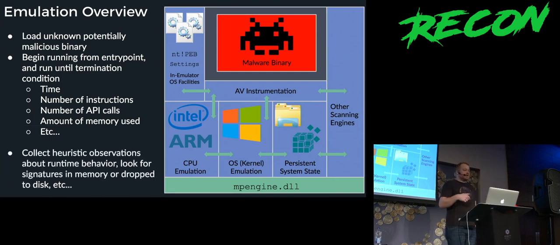And throughout this run, you're going to collect heuristic observations about runtime behavior and look for signatures you might drop to disk or in memory. So if, for example, your malware unpacks at runtime, I can scan in memory and see what code it put there, and maybe I have a signature for that. Or if the malware, say, calls create file and write to file in the emulator, I can look at what it wrote to file and scan that if it's simply just a dropper.